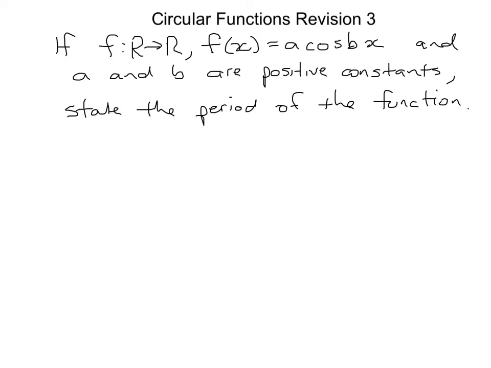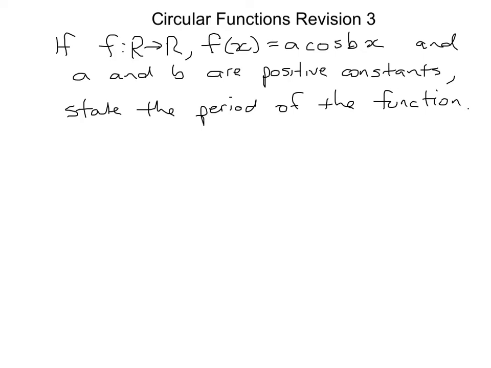This is the third set of questions, questions 9 to 12 of the multiple choice section of a revision sheet that I handed out in my Math Methods class for Year 11s. This question here, we've got a function f of x equals a cos bx, and a and b are positive constants. State the period of the function.